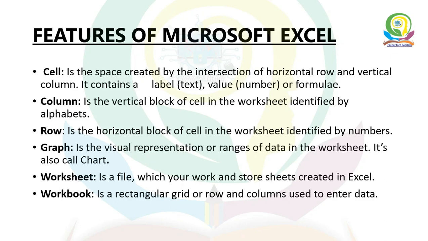That is what we call the columns. Then we have what we call rows, and rows are also spaces provided from the left side to the right side, and they are also identified by numbers. So we say rows are the horizontal block of cells in a worksheet identified by numbers. You see that it's a space provided from the left side to the right side, where we also enter information.